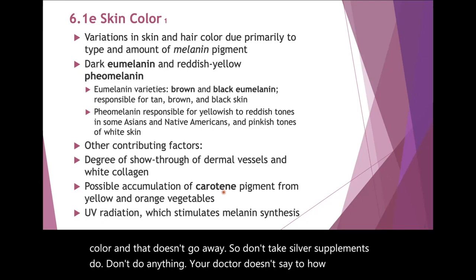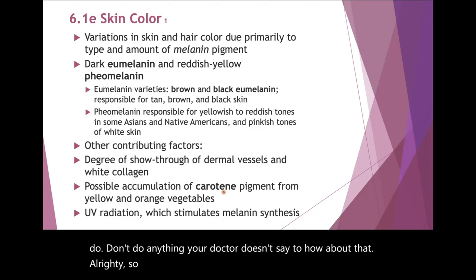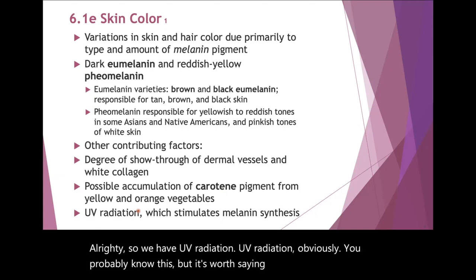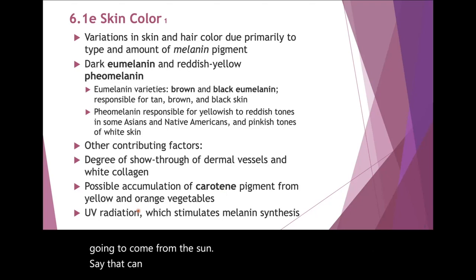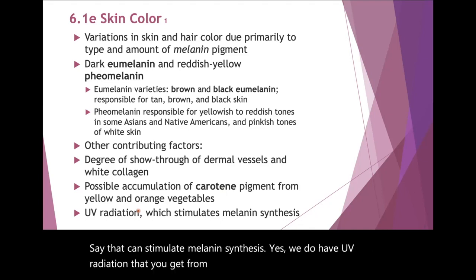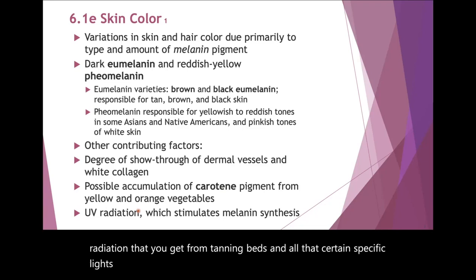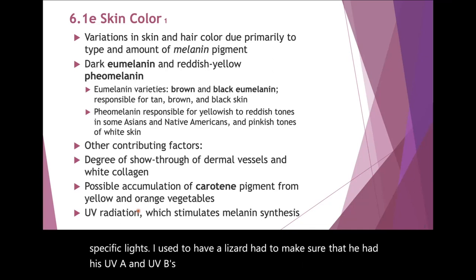So we have UV radiation. You probably know this, but it's worth saying: that is radiation that comes from the sun, and it can stimulate melanin synthesis. We also have UV radiation from tanning beds and certain specific lights. I used to have a lizard, and I had to make sure he had his UVAs and UVBs because that helped him with his metabolic process.